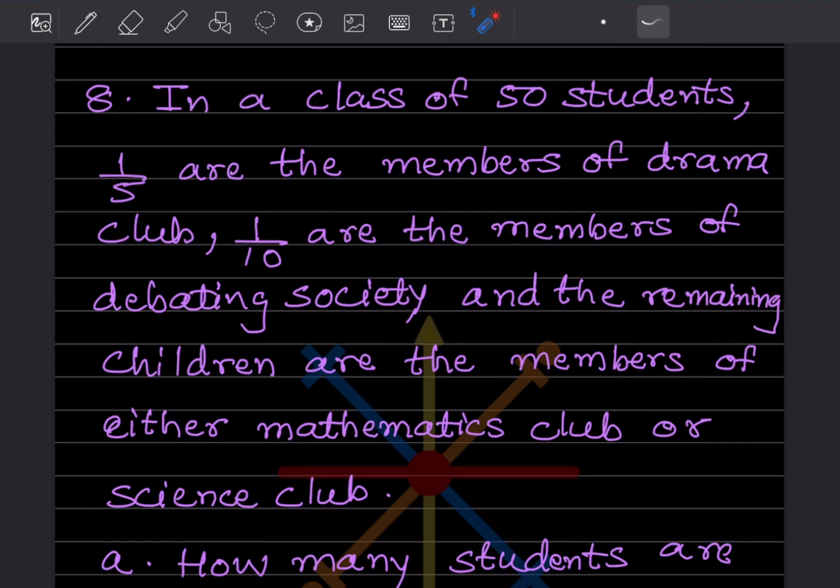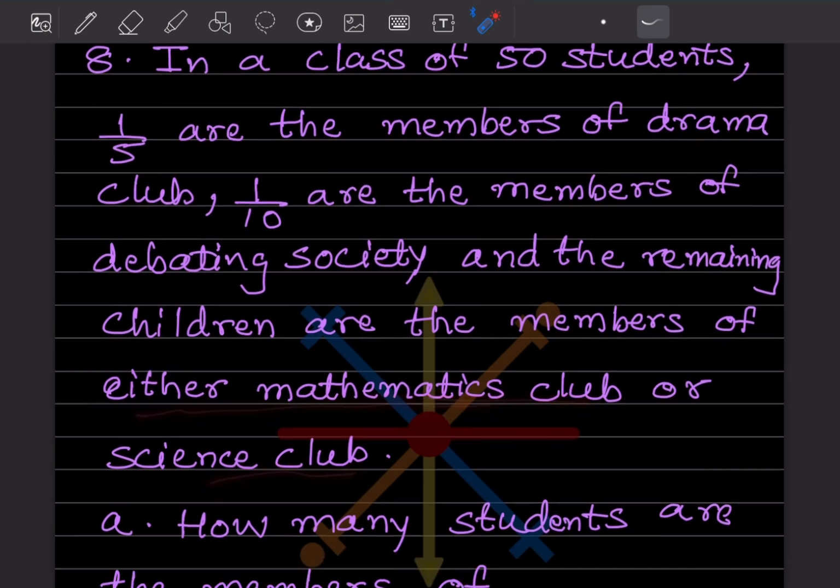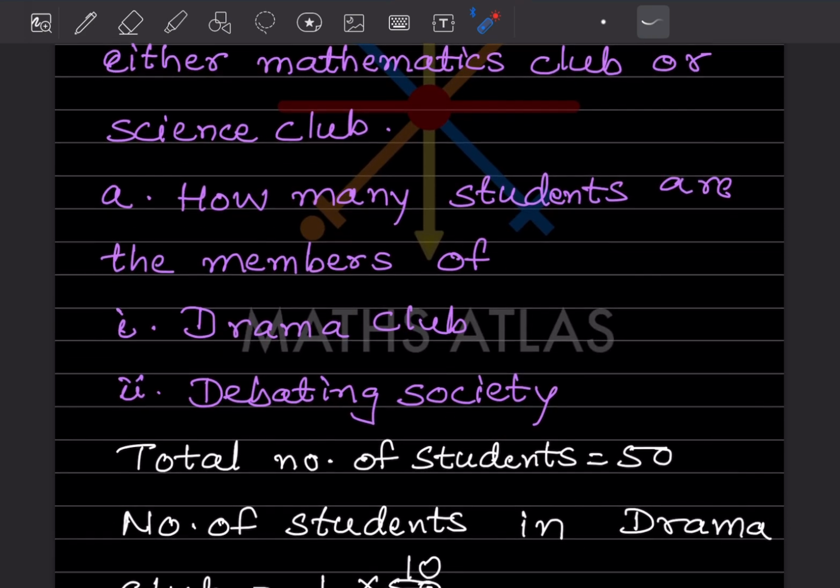In a class of 50 students, 1 by 5 are the members of drama club, 1 by 10 are the members of debating society, and the remaining children are the members of either mathematics club or science club. So how many students are the members of drama club and debating club? So now let us see first.